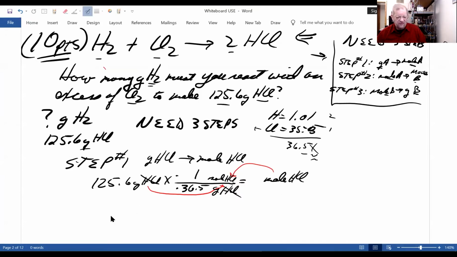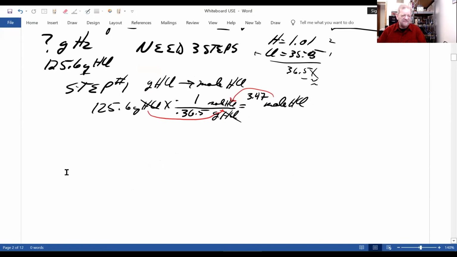All right, so now I can go back to my problem, and I've just calculated the moles of A, which in this case is HCl, which was 3.47 moles. Now I'm going to calculate it both ways, but right now I'm going to be rounding off for each step, because that's the way Dr. White does it. And good habits I don't change.